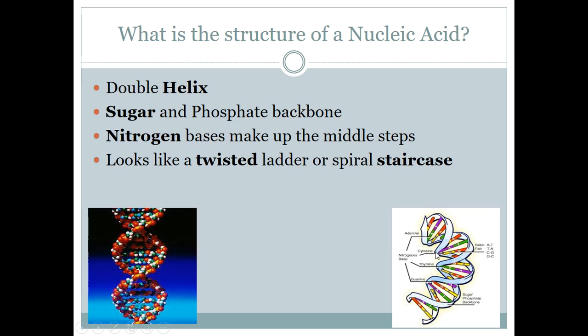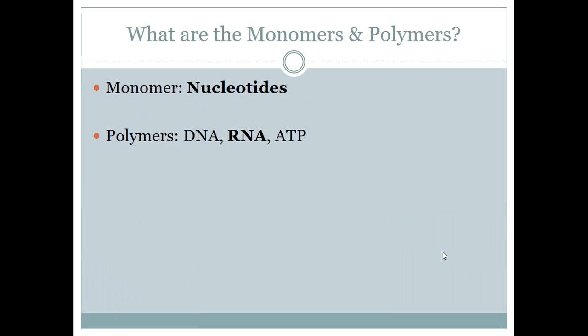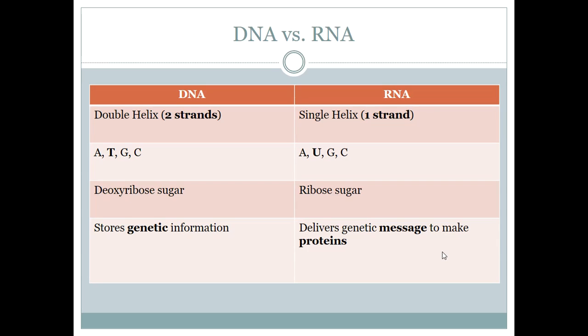So on the outside part, we have the sugar and the phosphate. So we say that's the sugar phosphate backbone, but remember the nucleotide has a sugar and phosphate. Just make sure to make that connection there. And so essentially, our monomers, again, those are the nucleotides, which are sugar, phosphate, and a nitrogen base. Those 5 bases are A, T, C, G, and U. And polymers, or examples of nucleic acids, are DNA, RNA, and ATP.